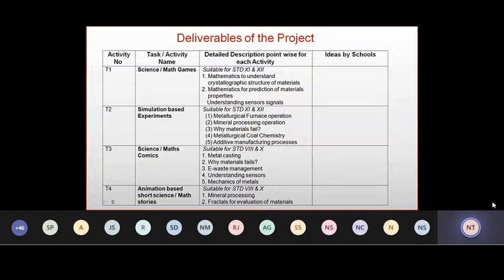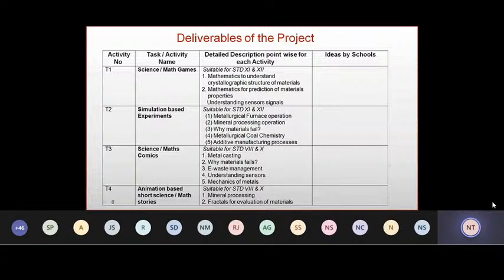How can this electronic waste be utilized and the metal extracted from there? We carry out research on that, and we have a lot of technology so that people can really take this up as an industry. So we are doing this work. Then sensors are a very important aspect of our research, understanding how a sensor works. So these are some of the things, like animation-based short science and math stories.